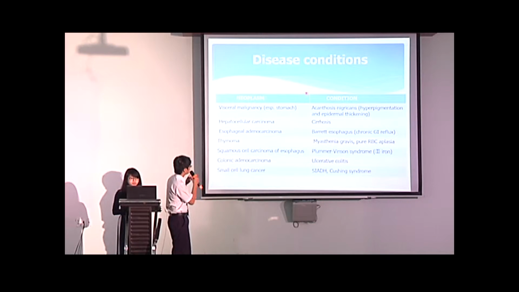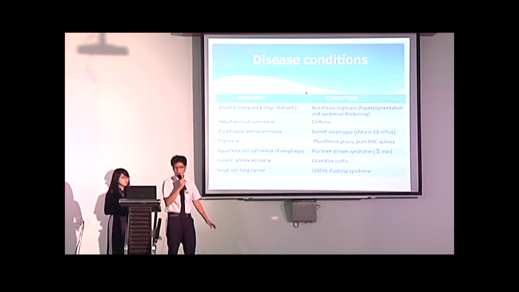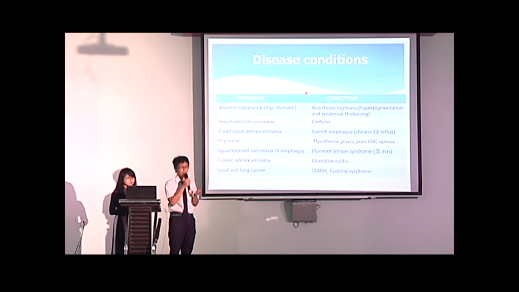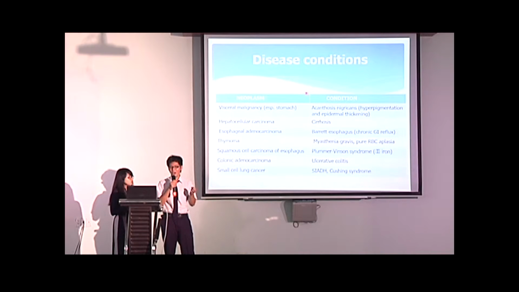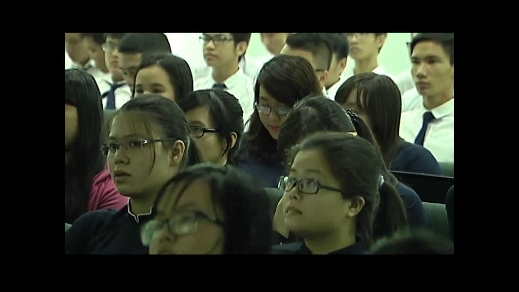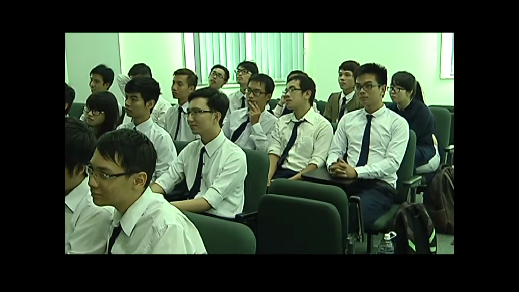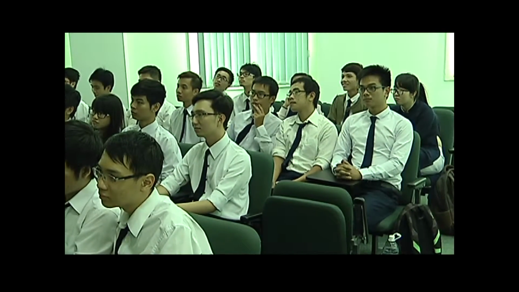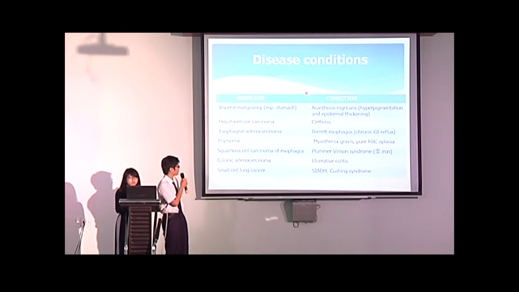And this is important. These are disease conditions associated with neoplasm. If you have a neoplasm of visceral malignancy, especially in the stomach, you will have the condition of acanthosis nigricans, or hyperpigmentation and thickening of the epithelium. And in neoplasm of the thymoma, you have myasthenia gravis and pure red blood cell aplasia, and with squamous cell carcinoma of the esophagus, we have an increase of ions. Next.